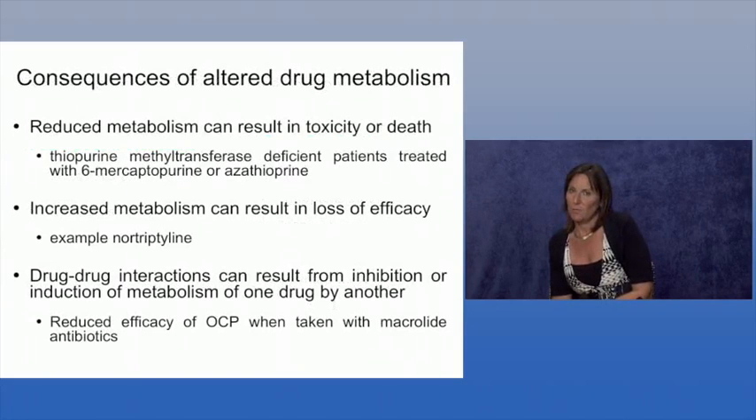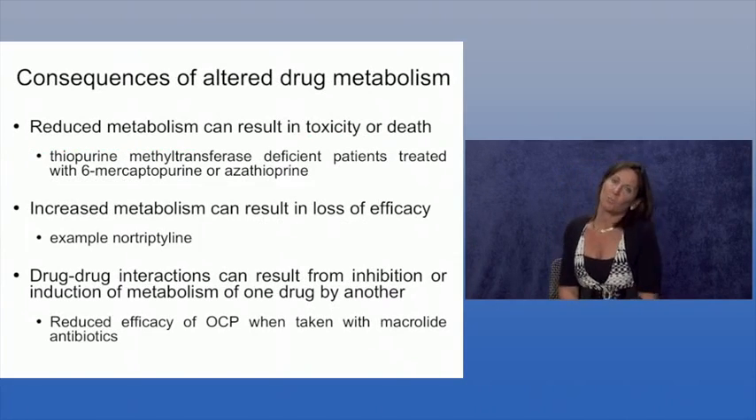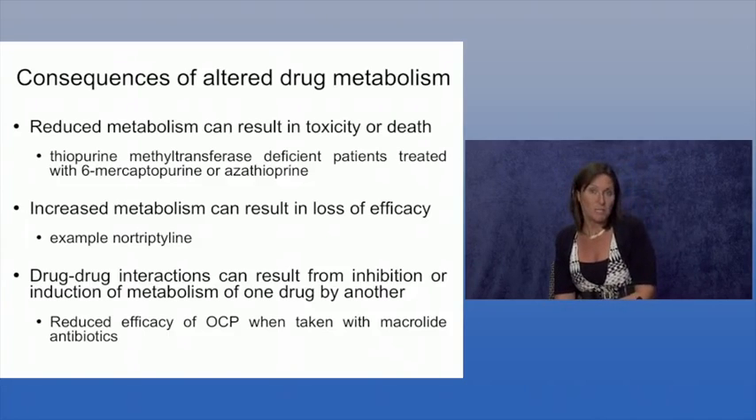So what are the consequences of altered drug metabolism? Well, I think I alluded to this previously, but reduced metabolism could potentially result in toxicity or death. An example of this is thiopurine methyltransferase deficient patients if they're given a particular drug called azathioprine, which is an immunosuppressive drug used in the world of transplant medicine, or 6-mercaptopurine, and they are completely deficient of this enzyme. It can have a catastrophic effect on those patients. Increased metabolism, of course, can result in loss of efficacy if you're looking at that correlation between pharmacokinetics and pharmacodynamics, and the example I just showed you there was nortriptyline.